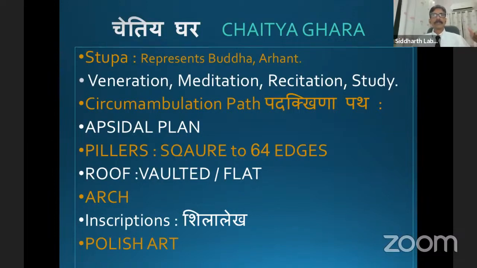So what is the purpose of the Chaitya Ghara? Veneration to the Buddha means veneration to the stupa, meditation, recitation, and study, right? Then there has to be a Padakkhina Patha, a circumambulation path, that is Padakkhina around the stupa. Then the apsidal plan. Apsidal plan means going from one side and coming back from the other side in a U shape. I will show the picture later.